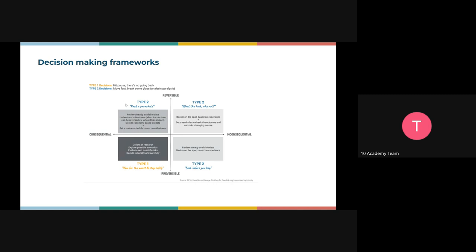Type one are very irreversible. So it could be something that you cannot undo. And once you've gone through it, there's no way you can go back. An example, not a professional example, but something like giving birth or having a baby, that's a decision that you make. And once you make that decision, there's no going back from it.